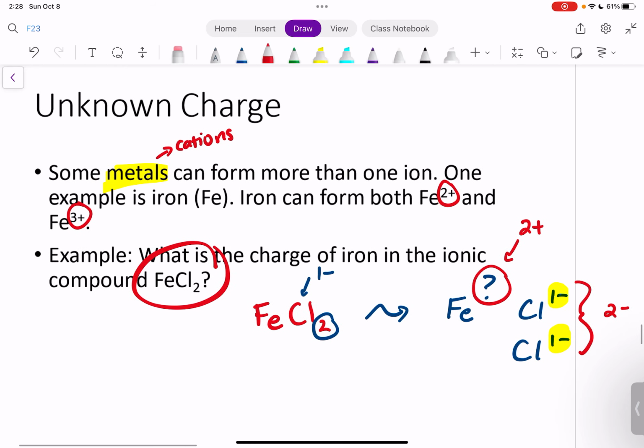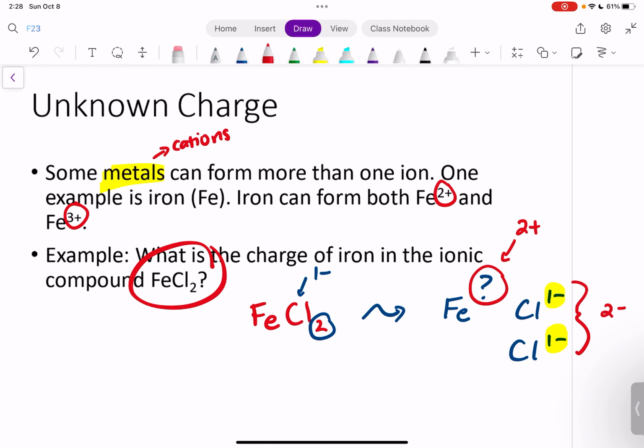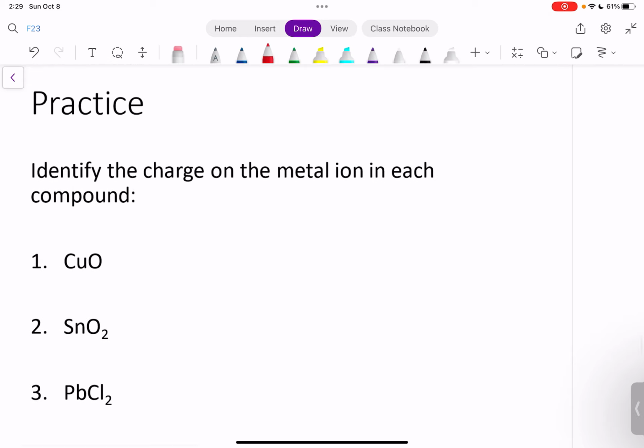So for this compound, FeCl2, the ion that is bonding to our chloride ions is an iron 2 plus ion or cation. So Fe2+. Okay, so my answer is 2 plus. All right, let's practice this because I know it's a little weird.